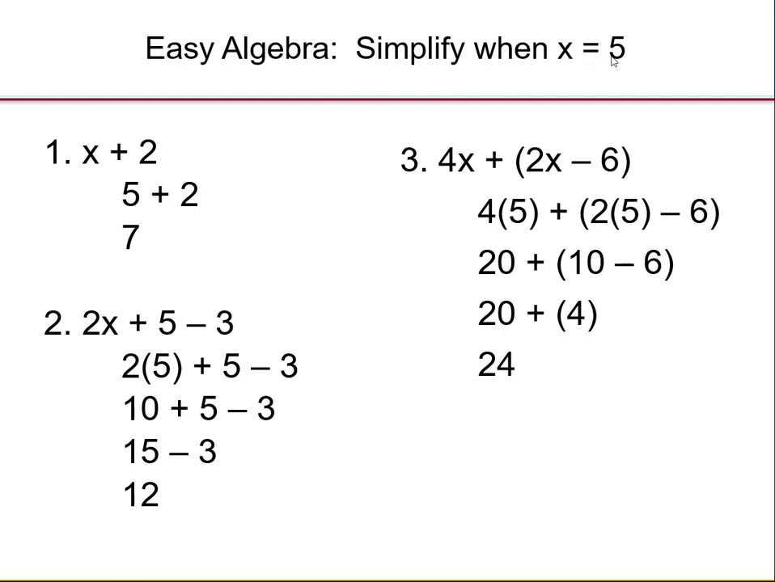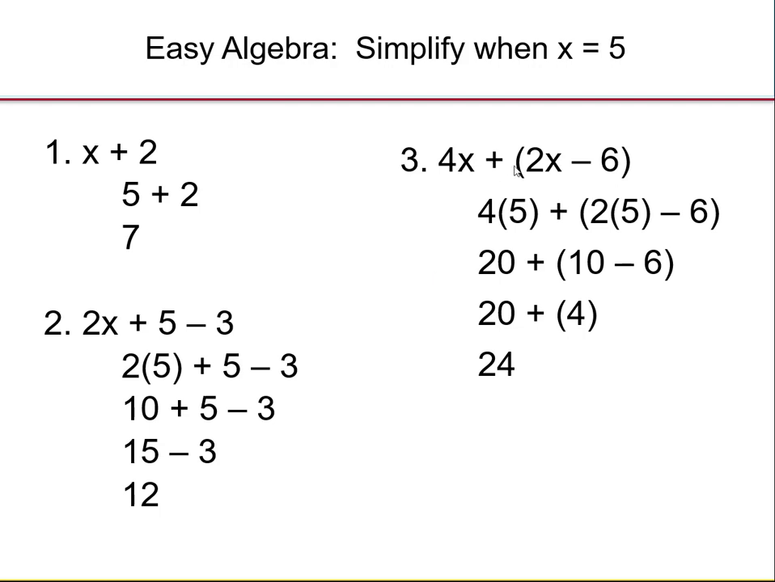When you see an x, you're going to plug in a 5, right? There's no equal signs. We're just simplifying, getting to the smallest number. So we're going to see x plus 2, so I plug in 5 plus 2 and I get 7. 2x plus 5 minus 3, I plug in 5. 2 times 5 plus 5 minus 3. Going left to right, 10 plus 5 minus 3.